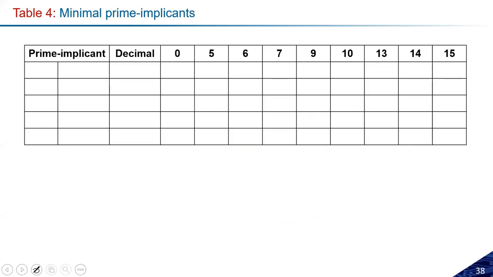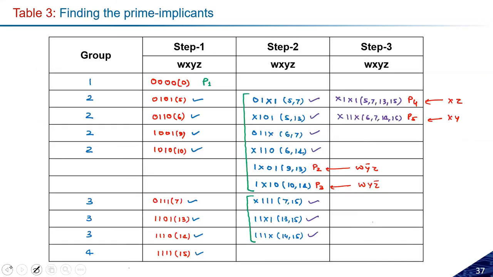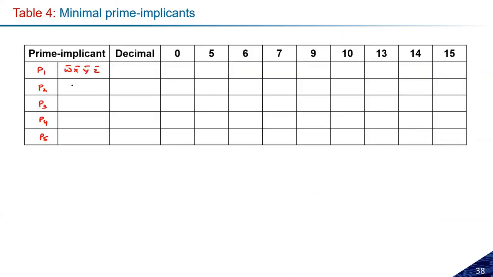Okay, so we have five prime implicants: P1, P2, P3, P4, and P5. The first prime implicant was 0, 0, 0, 0, which we can write as W bar, X bar, Y bar, Z bar. The second prime implicant was W, Y bar, Z, then W, Y, Z bar, then X, Z, and then X, Y. So let us write all these. Second was W, Y bar, Z. Third was W, Y, Z bar. Fourth one was X, Z. And the fifth one was X, Y. So these all are the prime implicants.